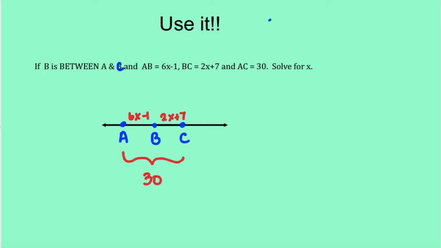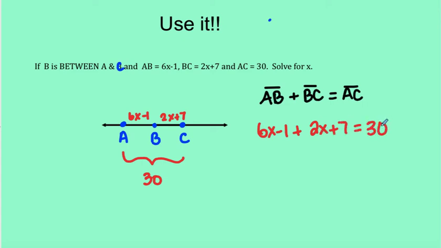Okay, so now we can use the segment addition postulate to write an equation. So remember, the postulate said that AB plus BC equaled AC. So now I'm going to substitute those values directly in. So I get 6x minus 1 plus 2x plus 7 equals 30. Then I use that algebra I know. On the left side, I'm going to combine the like terms. So the like terms are 6x and 2x. So that's going to give me 8x. I have a negative 1 and a positive 7, which is going to give me positive 6 equals 30.